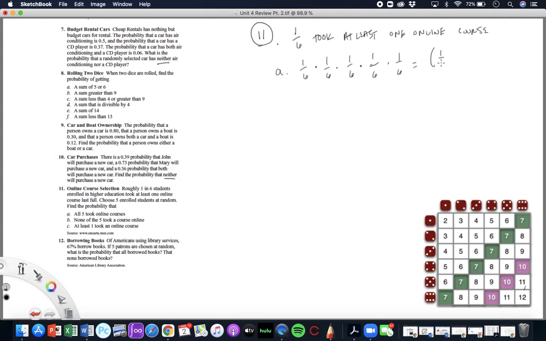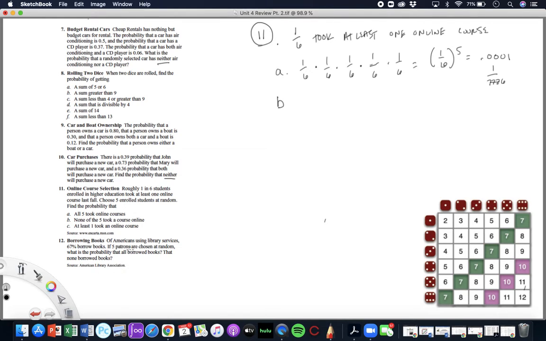So really you're looking at 1/6 to the 5th power to determine the probability of selecting that, and that would be pretty slim. That would be 0.0001 or 1 out of 7776 probability of occurring. So pretty small in that case. Again, we're using the "and" because there's a 1 in 6 chance that this person took an online course and this person took an online course, so using that "and" idea.